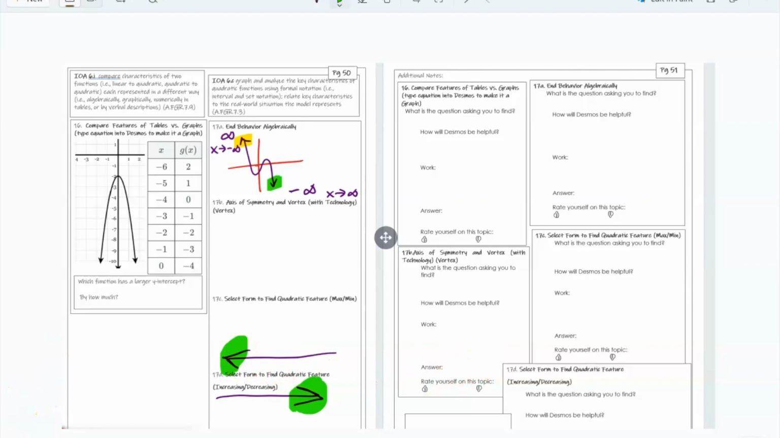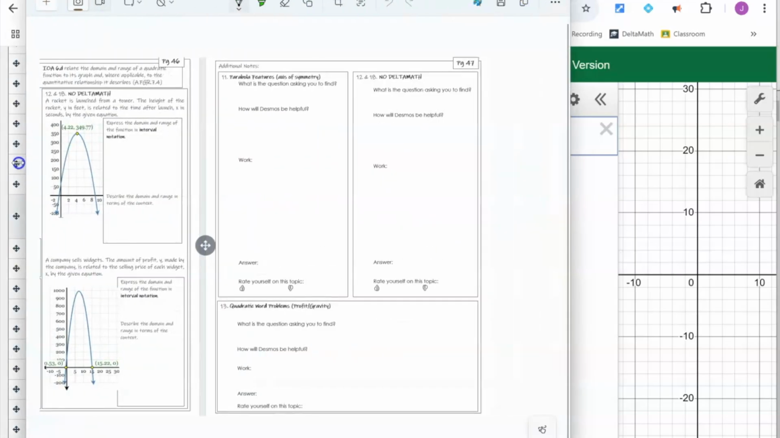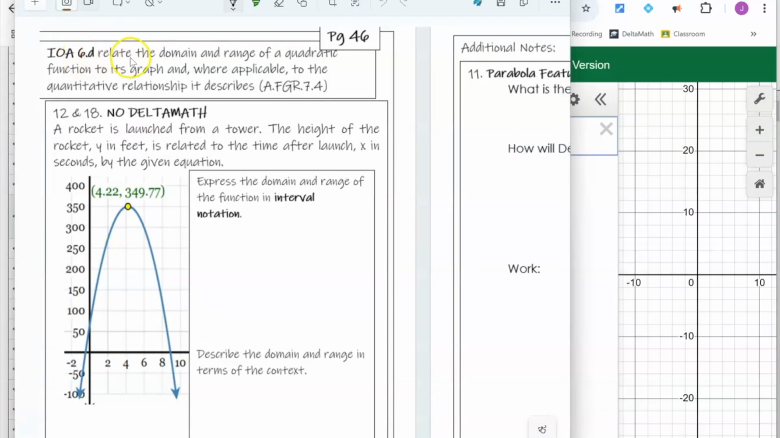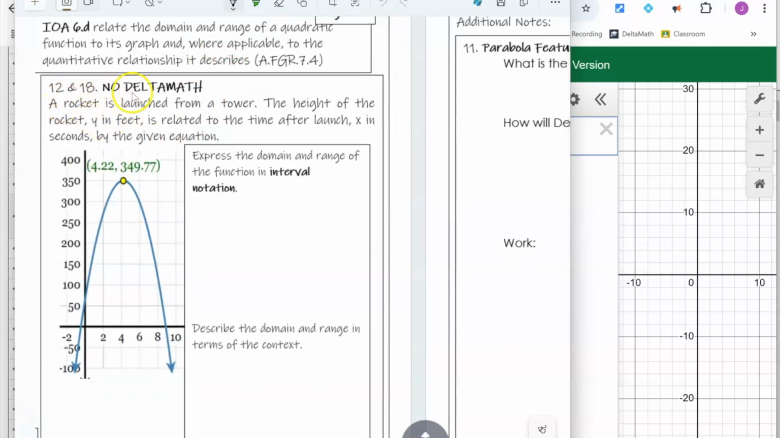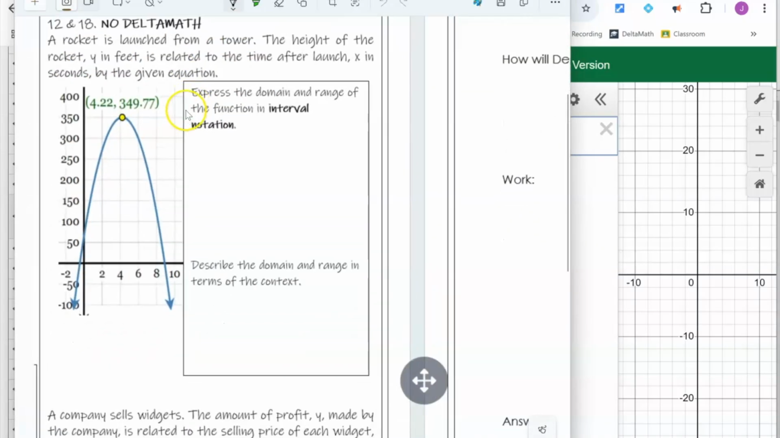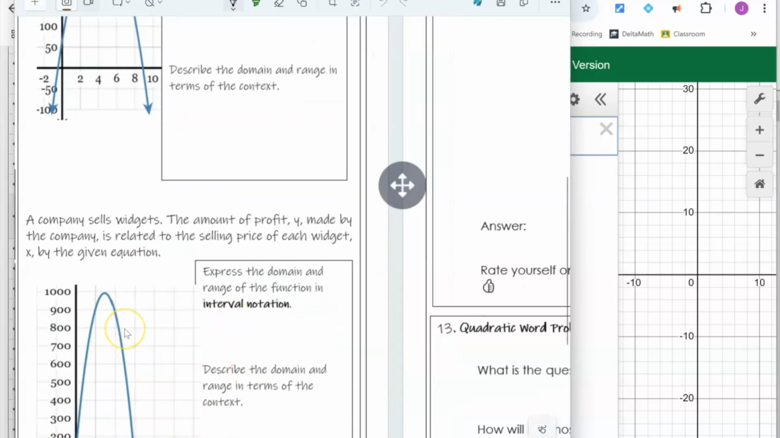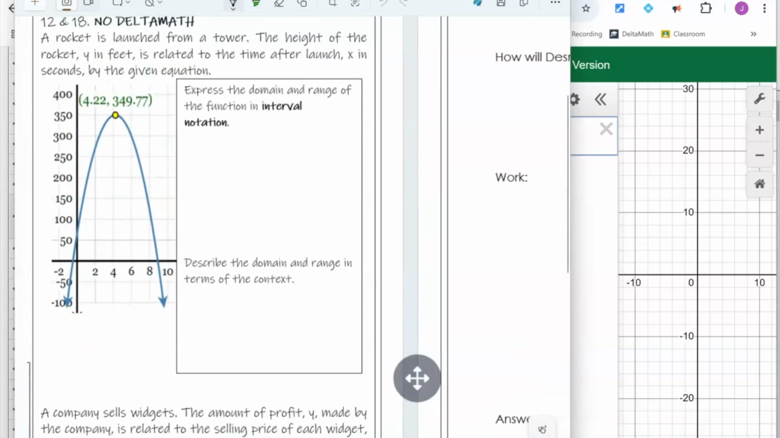Let's practice. All right, so we're going to take a look at IOA 6D, relate domain and range in a quadratic function to its graph, where applicable to the quantitative relationship it describes. You can see very clearly it's going to be 2 questions, 12 and 18. There's no Delta Math to practice. So I'm going to do this one, and then you're going to do this one and show it to me, okay? But you can work together in groups.